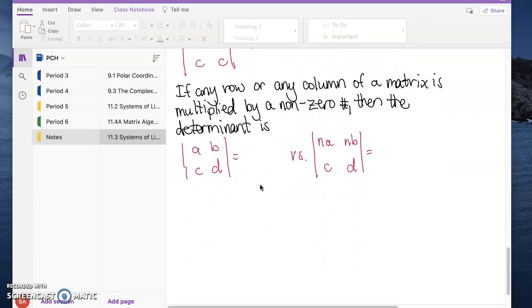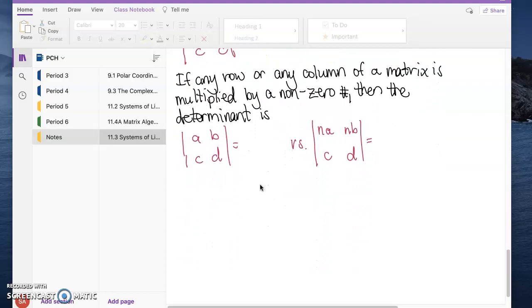Okay. And then if any row or any column of the matrix is multiplied by a non-zero number, then the determinant is. So again, I want you to figure out what these two values are, the value of this determinant and the value of this determinant, and see if you can fill in that blank. So here we have AD minus BC, and then here we have NAD minus NBC.